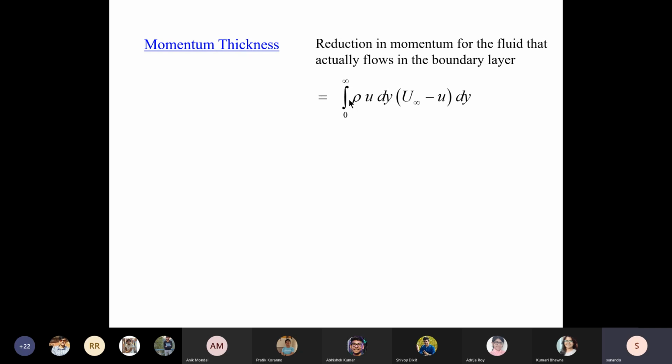This much of flow would have the momentum if we consider u infinity, but we do not have u infinity, it is flowing with u. So the reduction in the momentum of the actual mass of fluid which is passing through this must be equal to this multiplied by the change in the velocity. Am I clear?